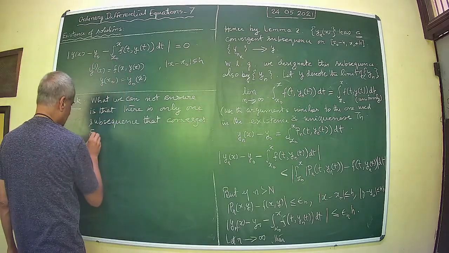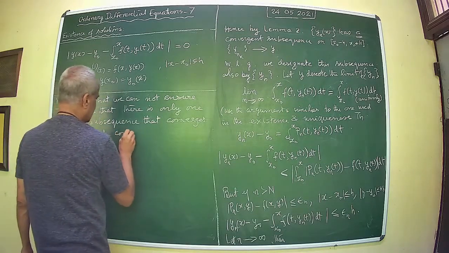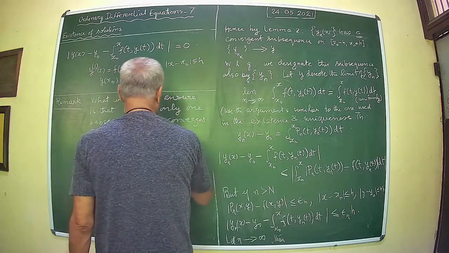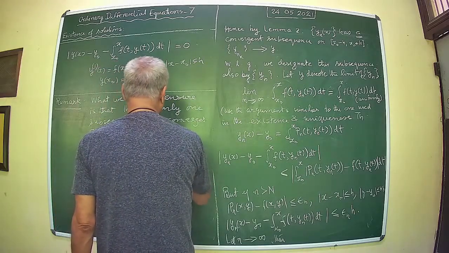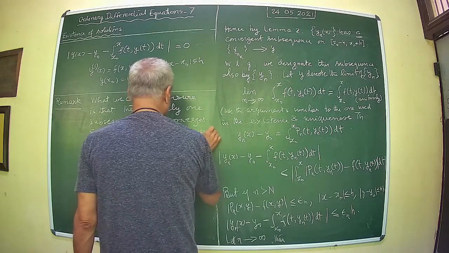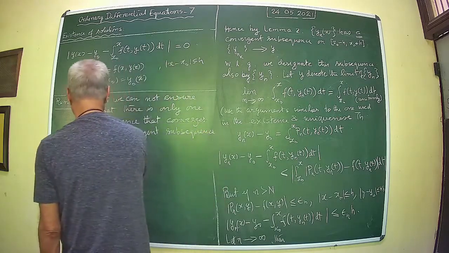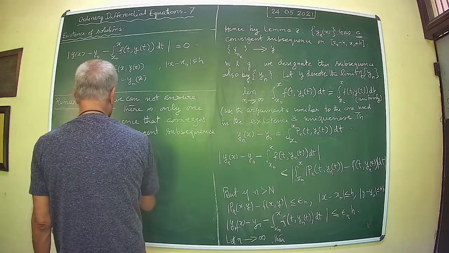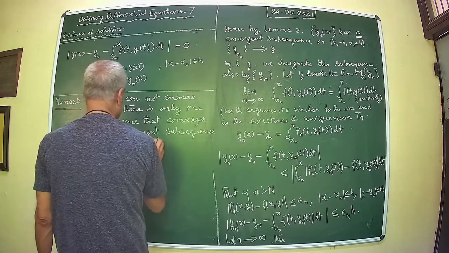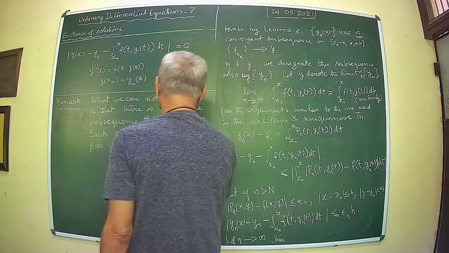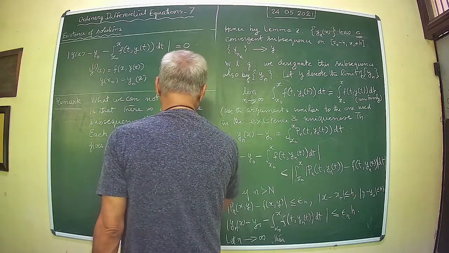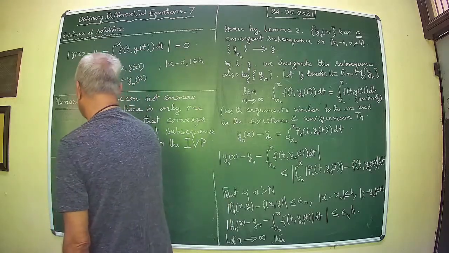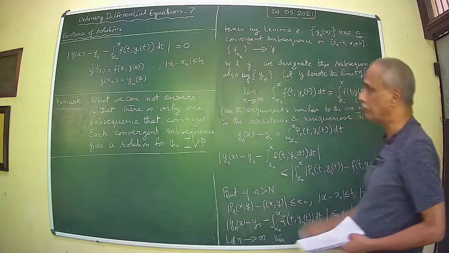Each convergent subsequence gives rise to a solution, and this is a non-uniqueness. Okay, so that proves this theorem.